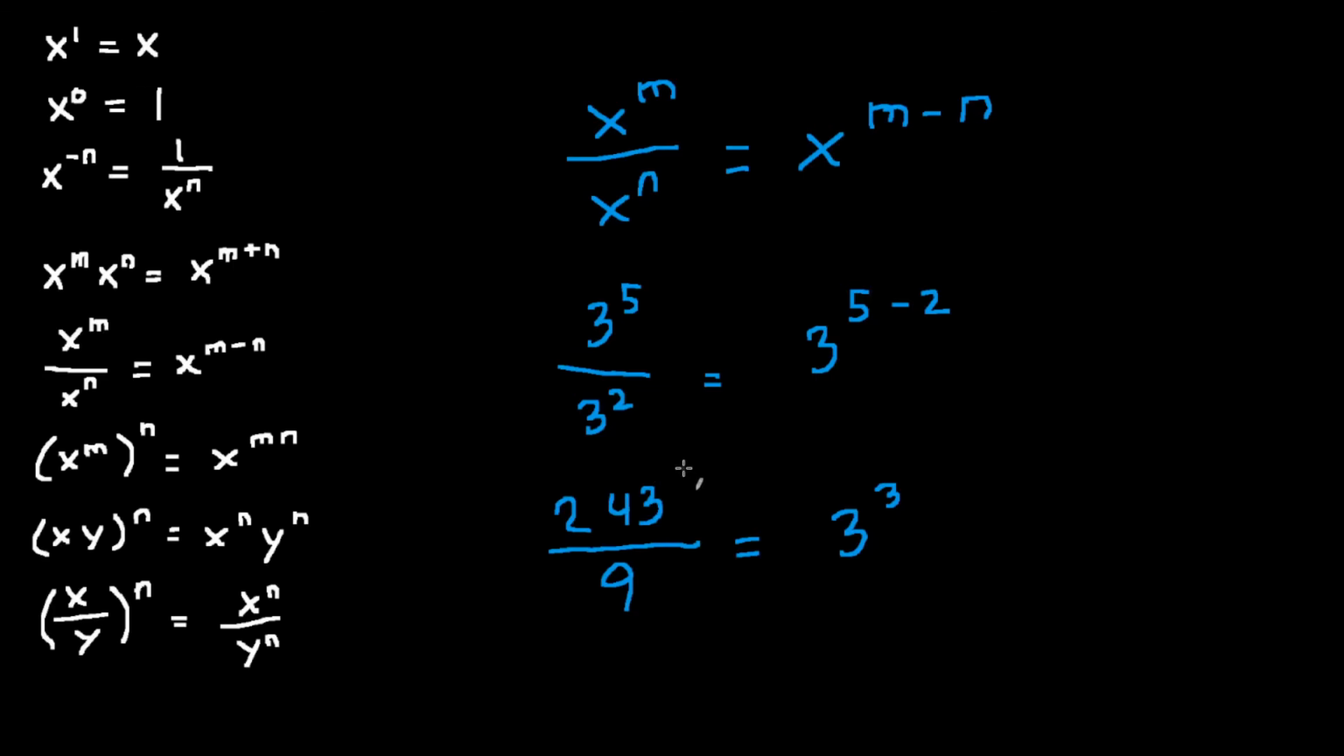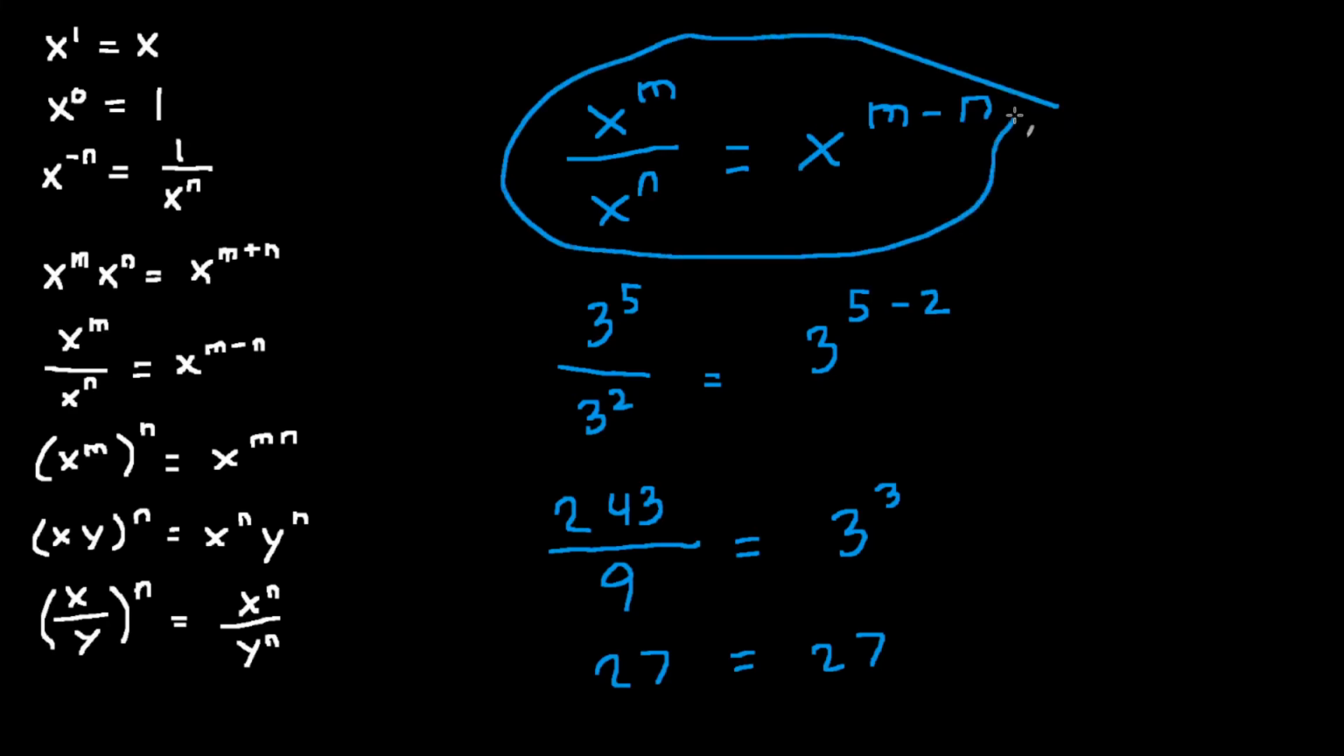And then, kung i-input natin sa calculator, yung 243 over 9, equal siya sa 27. And then, yung 3 raised to 3 naman, bali, i-multiply lang natin yung 3 by itself 3 times. So, 3 times 3 is 9 times 3 is equal to 27. So, yun. So, equal lang to. So, na-prove natin na tama rin tong law na to.